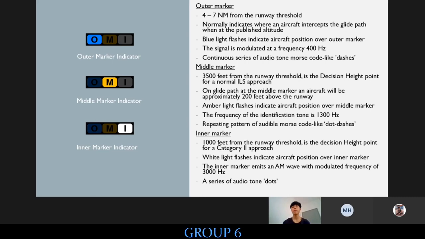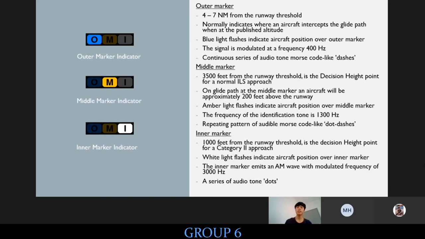An amber light flashes to indicate aircraft position over the middle marker. The frequency of the identification tone is 1300 Hz, a repeating pattern of audible Morse code-like dot dashes. So the middle marker will blink amber lights in the indicator, showing that the aircraft has passed over the middle marker. Okay, that is the middle marker beacon.